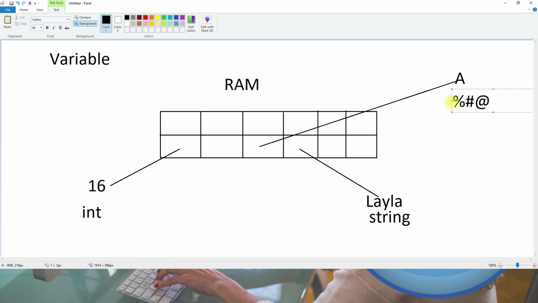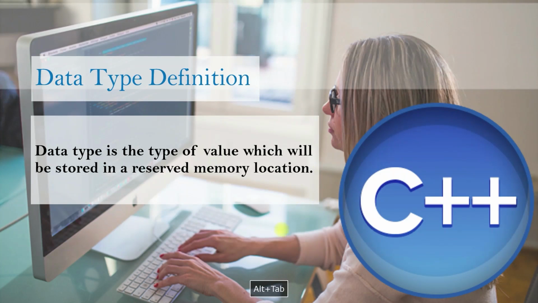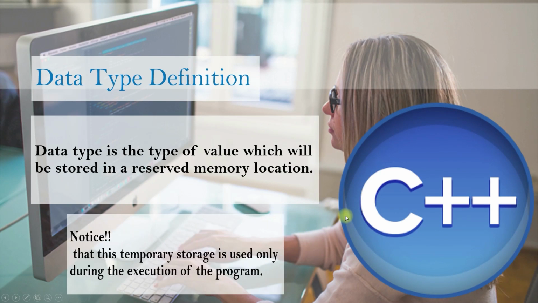But if you have only one of them, the data type for that one is what? Char or car. Char is taken from what? From character. So let's return to our presentation.